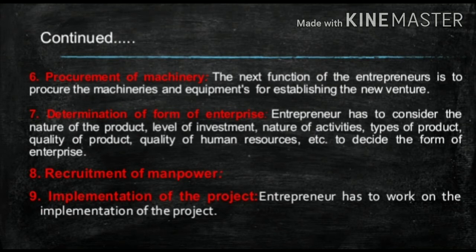Recruitment of manpower. It includes the performance of activities like estimating manpower need of the organization, forming selection procedure, devising scheme of reimbursement, forming the rules of training and development. Implementation of the project. Here the plan or the strategy made by the entrepreneur should be implemented in order to achieve the desired goal. So it is an important function of the entrepreneur.